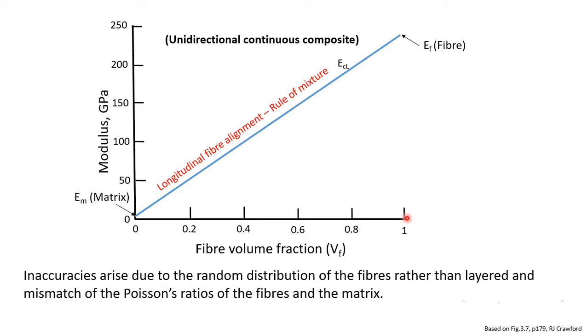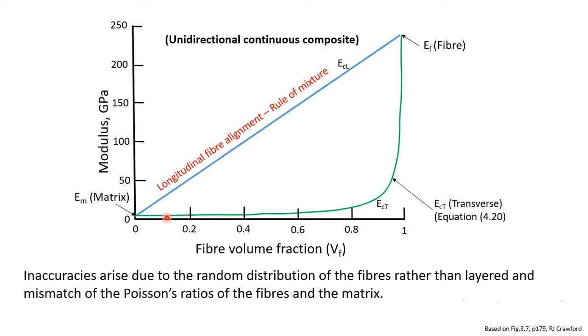And for a fiber volume fraction of 1, we have the modulus equal to the modulus of the fiber here. We can connect these 2 points by a straight line, and this gives us the longitudinal fiber alignment modulus in the longitudinal direction, ECL. So this is straightforward, a straight line, a linear relationship.